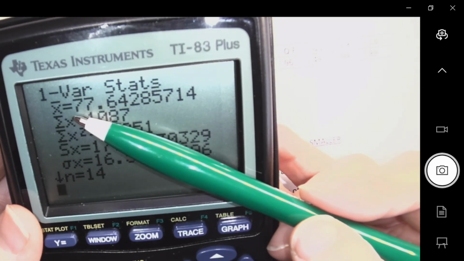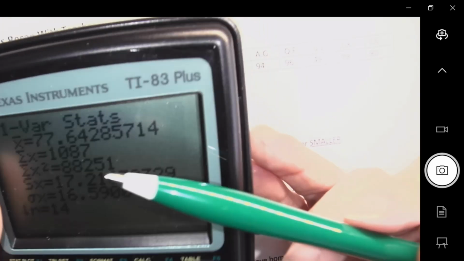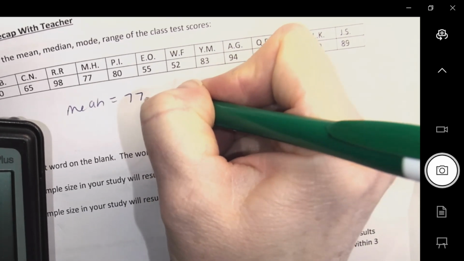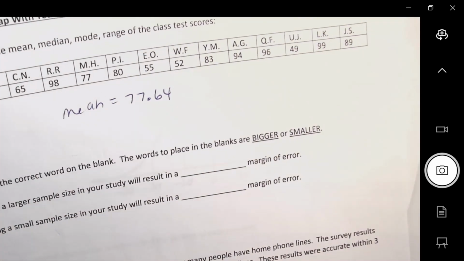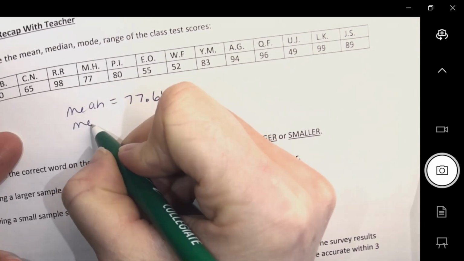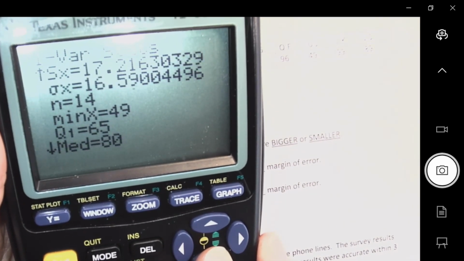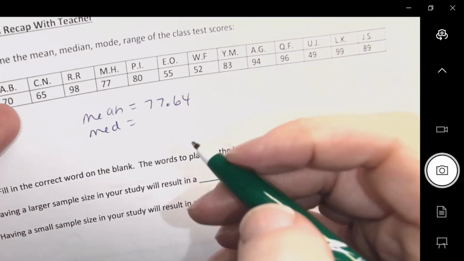I don't know if you want to write the symbols. The x bar is the mean: 77.64. Median, it tells you, you just have to scroll down a little bit. MED, 80.